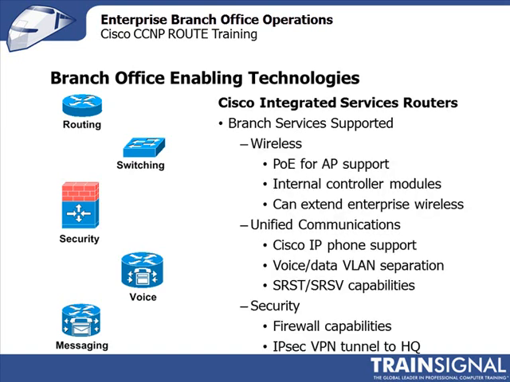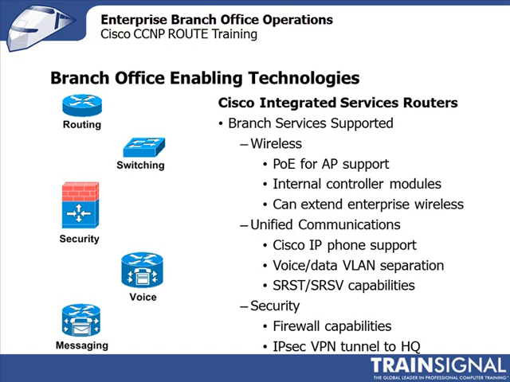Wireless is another thing that can be supported either natively. For instance, in the 800 series, there are devices that automatically have it enabled. It can also be an external access point. Because of that, there's Power over Ethernet available, internal controller modules, and it can actually extend wireless, enterprise wireless, to that particular branch where the main controller is located elsewhere, but it's still part of an overall wireless environment.